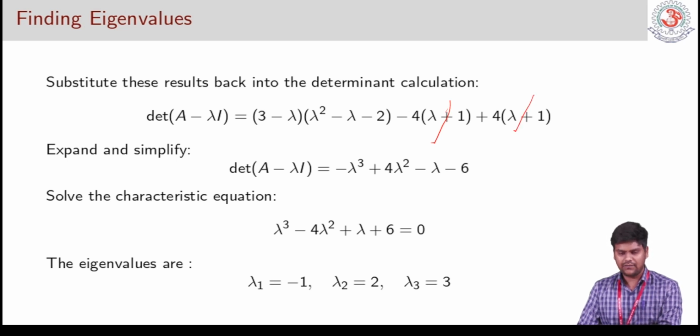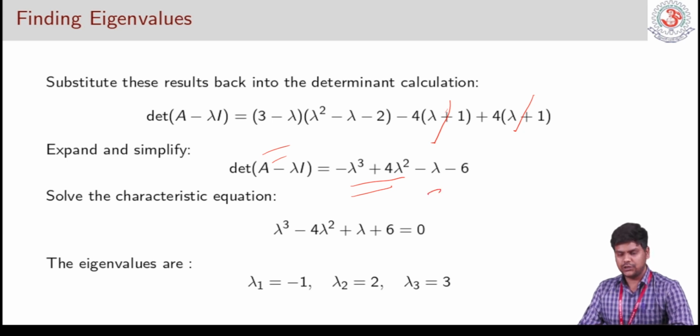So the remaining will be (3 minus lambda) into (lambda square minus lambda minus 2). First multiply 3 inside, and after that take a minus lambda and multiply inside. After simplification we will get this polynomial. This is nothing but our characteristic polynomial of degree 3.